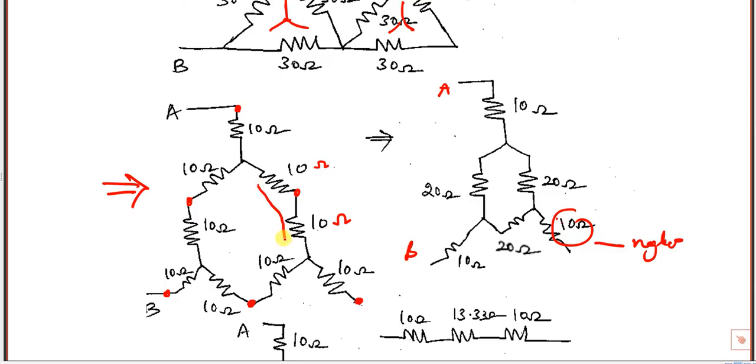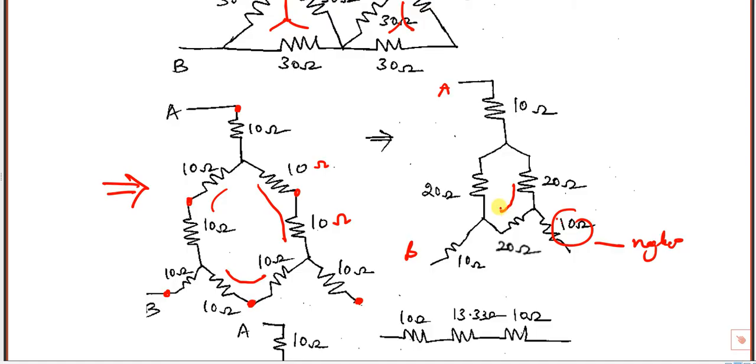After that, these two are in series, and these two are also in series. So 10 plus 10 is 20. This 10 plus 10 is 20. This 10 plus 10 is 20. This 10 and this 10 is 20. This 10 in series with this 10 is 20. This 10 and this 10 in series is 20. And this 10 ohm is just hanging because this end is not connected between A and B. We can just ignore this 10 ohms.